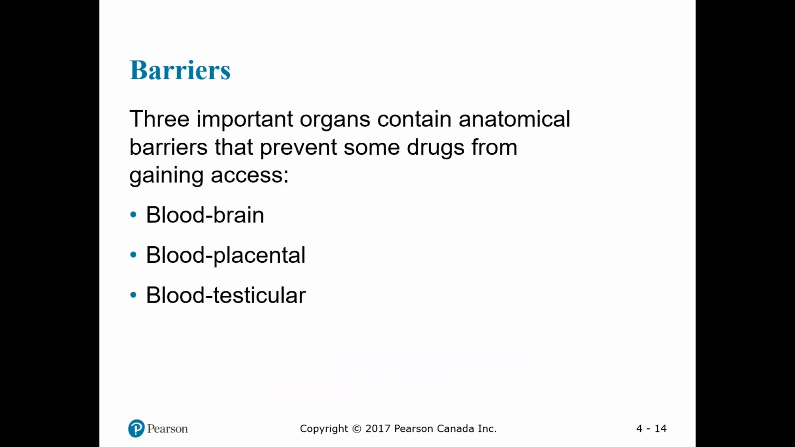Now, there are some barriers in the body. Three important organs contain anatomical barriers that prevent some drugs from gaining access. One barrier is in the brain, between the blood and the brain. So anything cannot just go to the brain. Anything cannot just go to the placenta via blood. And the third is the blood-testicular barrier.